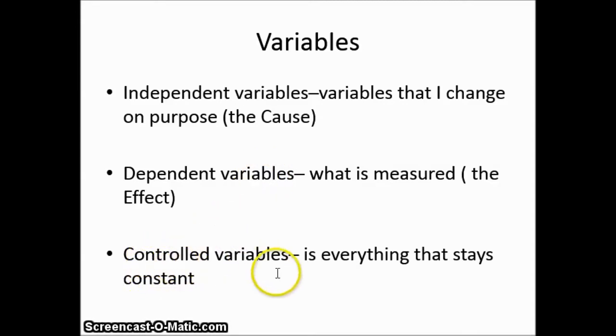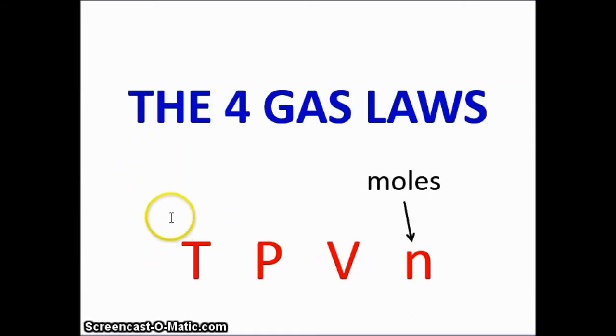And then the control variables are everything that you keep constant, that you don't want to change, because we want to see, is this independent variable the true cause of the effect. So if we're looking at temperature and volume, if I change the temperature, what's the effect on the volume? That means I have to keep the pressure constant and the amount of moles constant. That way we're only looking at these two variables, and we can see what is the cause and what is the effect on each variable.